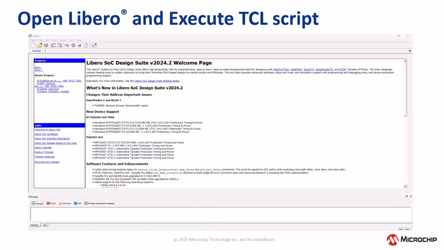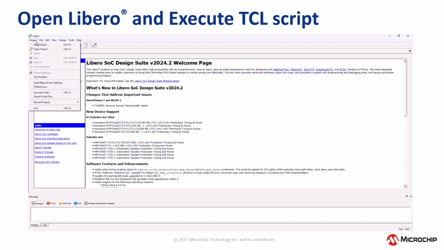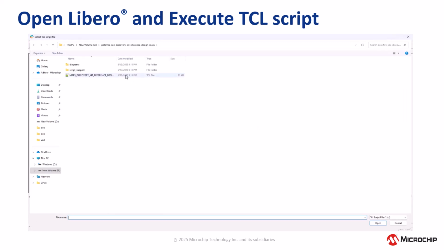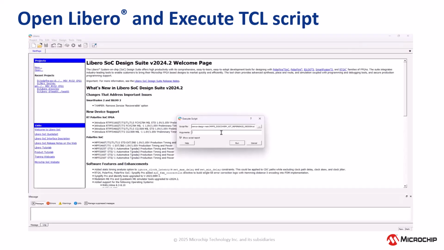Before proceeding, make sure you have unzipped both the bare metal example zip file and the reference design zip file that you have downloaded in the previous step. Next, we will open Libero and run the Tcl script located in the reference design folder. Click on Project, then select Execute Script and browse to the location of your reference design where you will find the Tcl script. In the argument field, enter Mi-V RV32 CFG1.